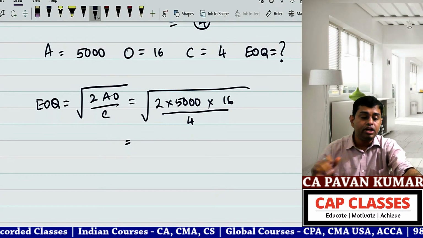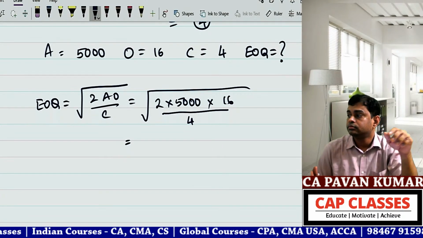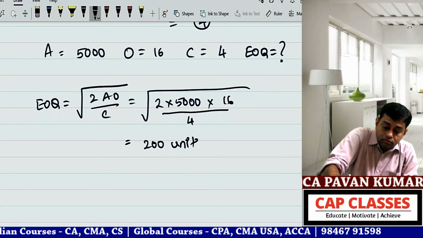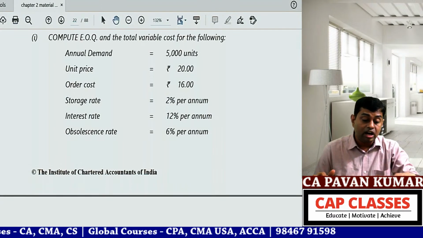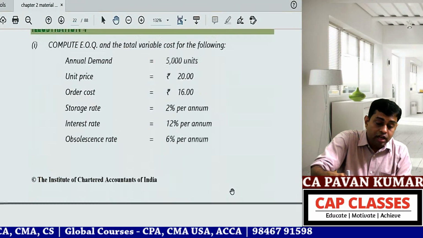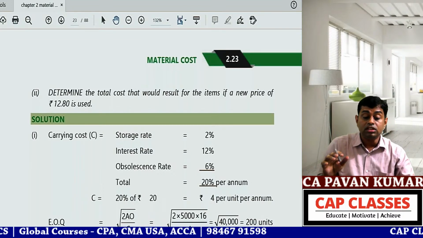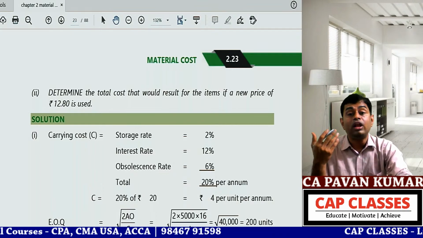Is it 200 units? Correct? So EOQ is 200 units. So what is the question? Read the question carefully. Compute EOQ and total variable cost. Okay. Determine the total cost that would result for the items if the new price is 12.80.